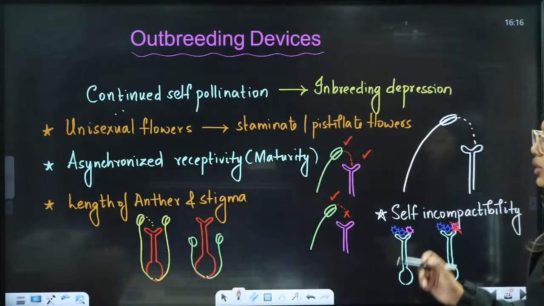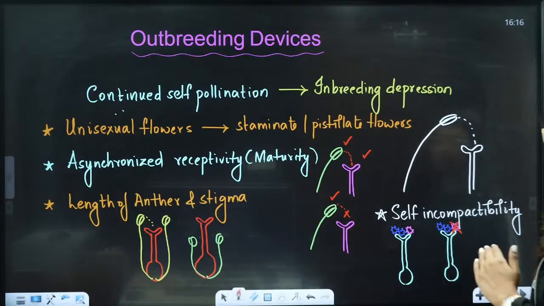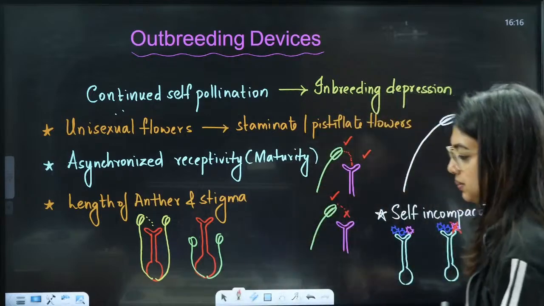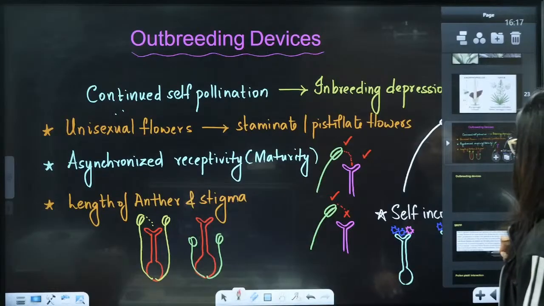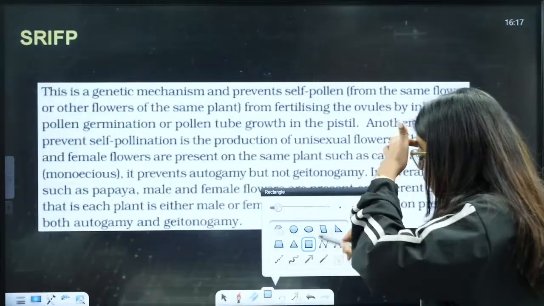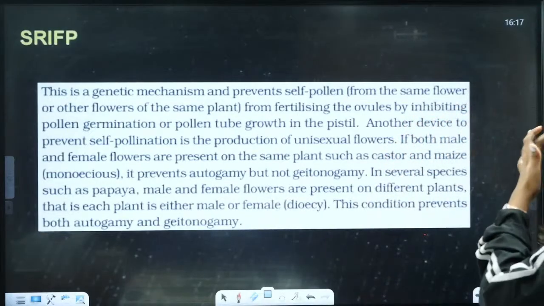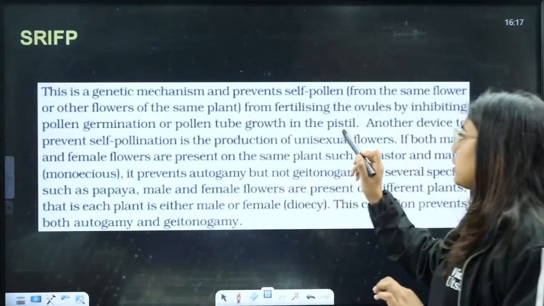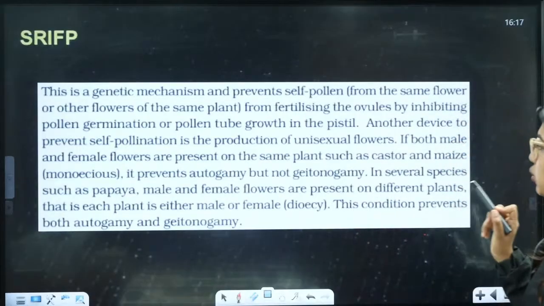So the 4 steps they are doing are unisexual flowers, asynchronized receptivity, change in the length of the anther and stigma, and self incompatibility. Clear? So that is your outbreeding devices. NCERT says this is a genetic mechanism that prevents self-pollen, from the same flower or other flowers of the same plant, from fertilizing the ovules by inhibiting pollen germination or the pollen tube growth in the pistil.